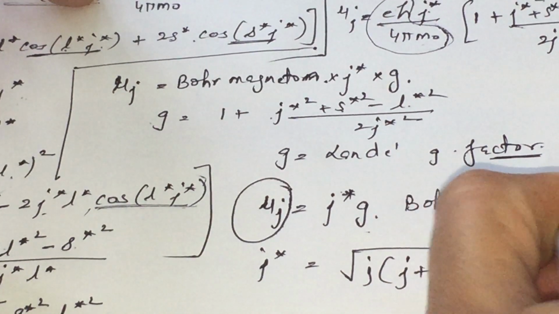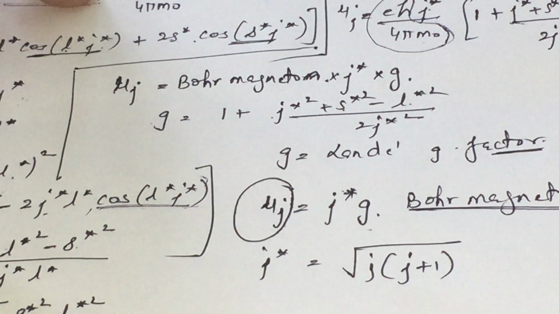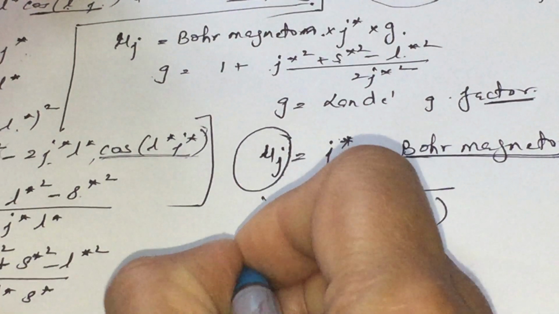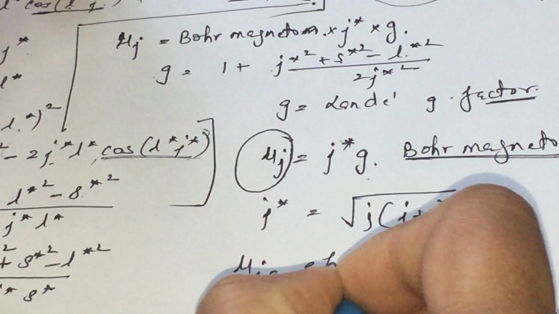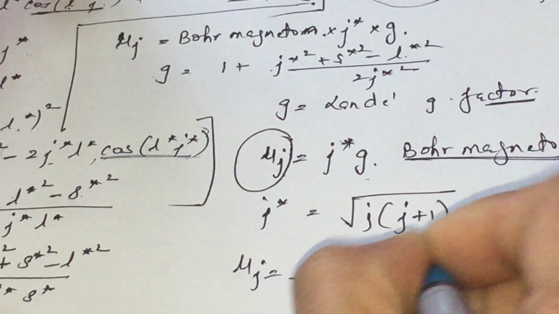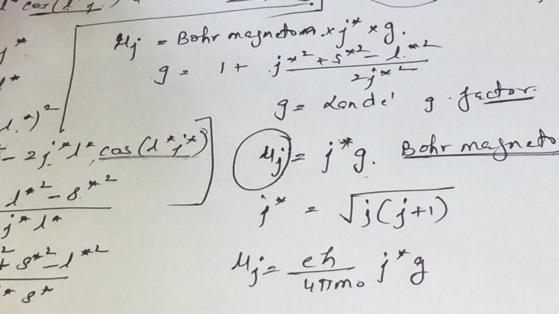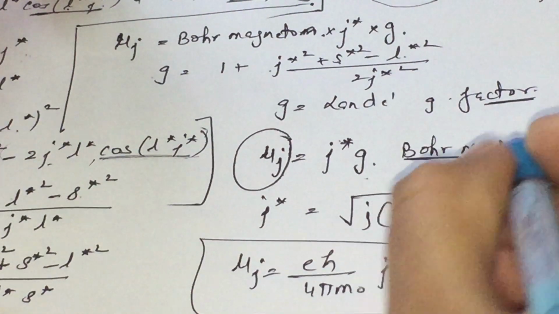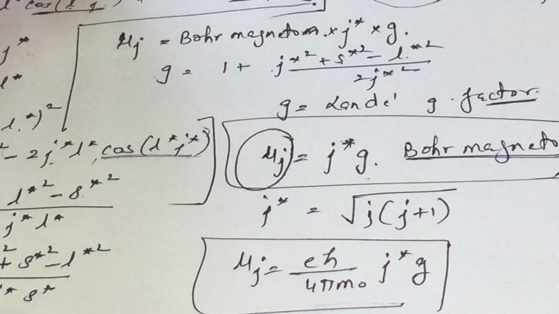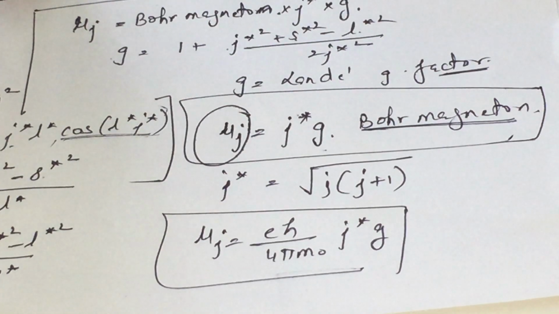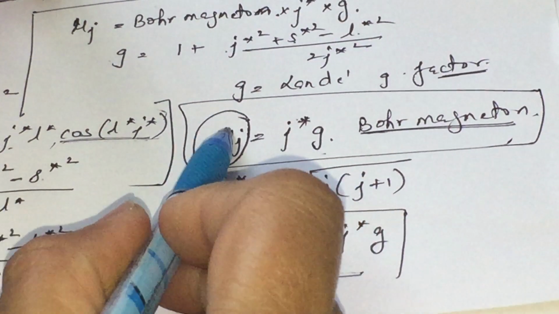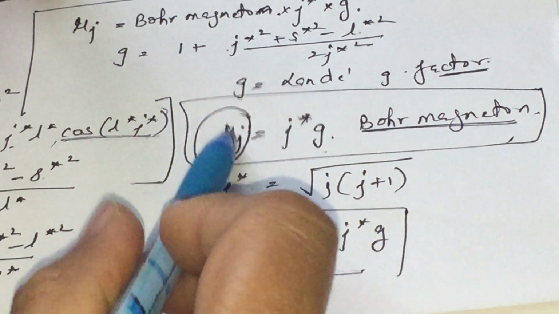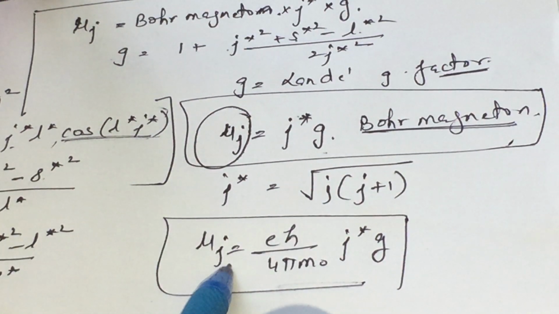If you have to represent in the terms of SI unit, then you will have to give the expression eh upon 4 pi m naught times J star times G. You can use both of these expressions to represent your atom as an atom dipole. It means this is the magnetic field produced by an atom itself.